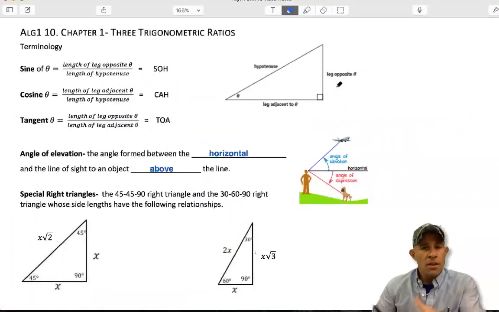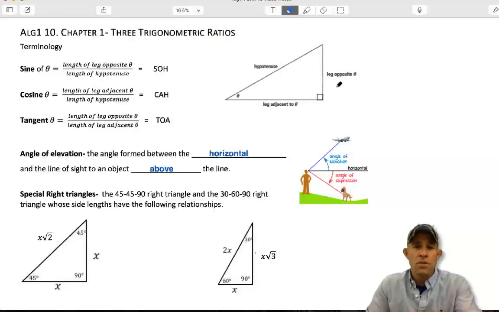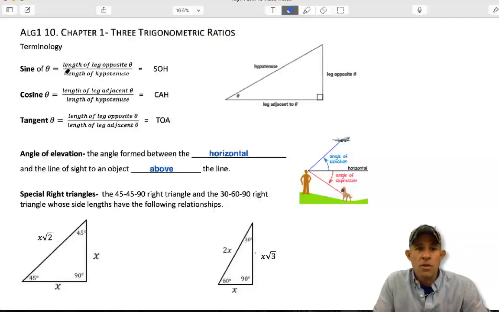And have your graphing calculator ready for doing a little trigonometric calculation. So as we just discovered here, our three basic trig ratios go: sine compares the opposite leg of the triangle to the hypotenuse. The cosine compares the adjacent leg to the hypotenuse. And the tangent compares the opposite leg to the adjacent leg.